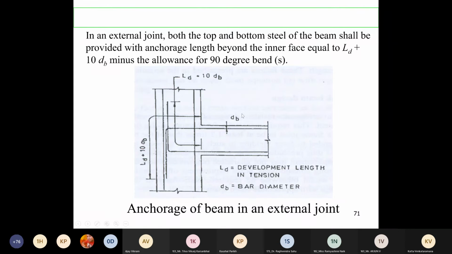In an external joint, this I showed in the case of one masonry building in Bhuj, which got damaged in the Bhuj earthquake. In an external joint, both the top and bottom steel of the beam shall be provided with an anchorage length beyond the inner face equal to LD, that is development length, plus 10 times diameter minus the allowance for 90-degree bends. So this length here, this is the inner face. It is the same for bottom bars also, development length plus 10 times the bar diameter. So we need to provide these in the external joint.